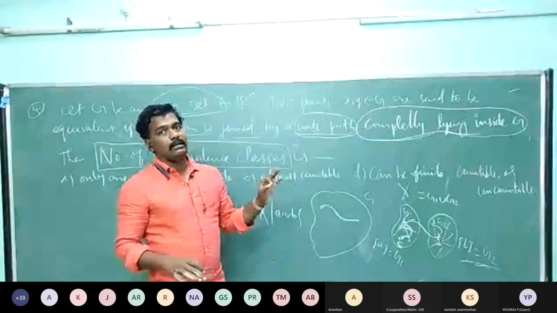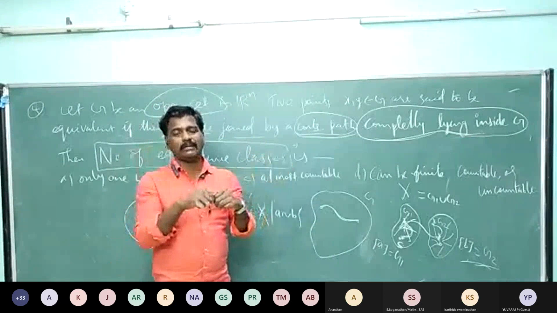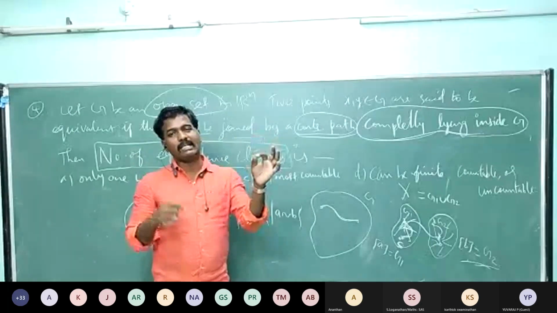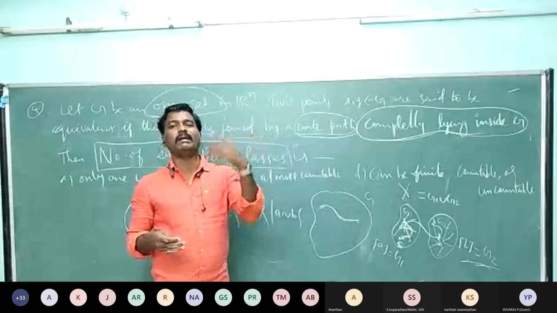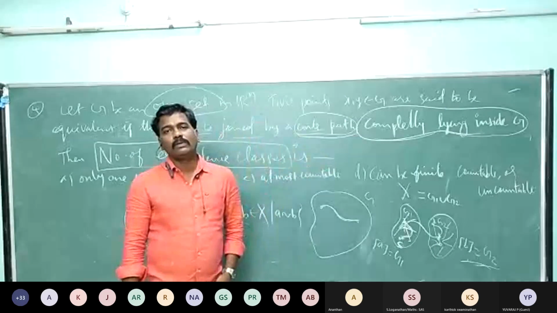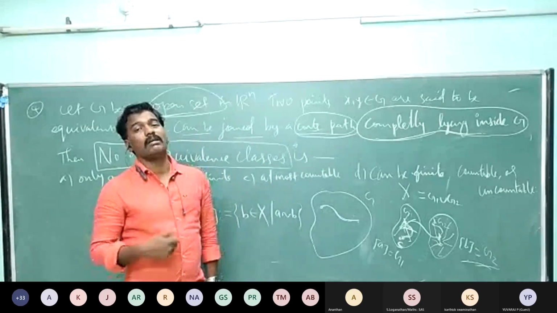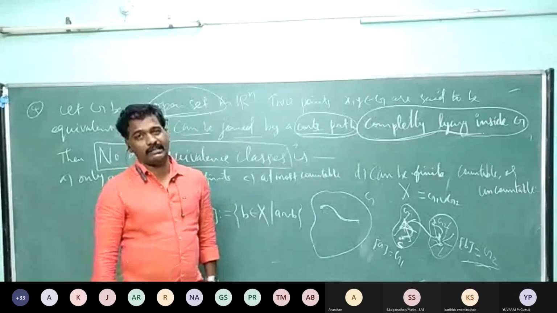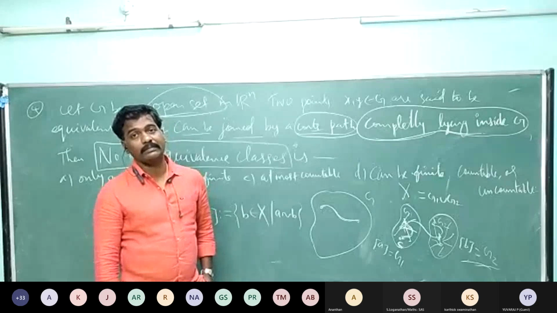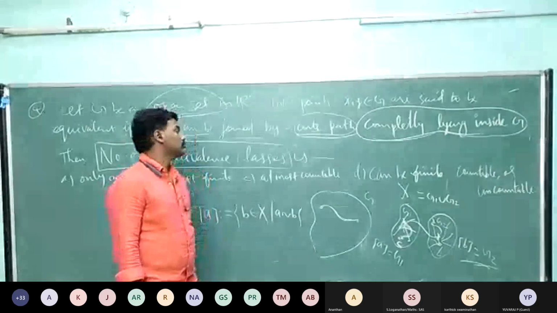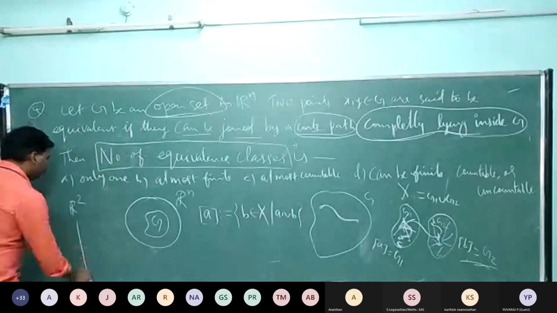Now in Rn, they are defining that for any two points in an open set G, they are equivalent if we can find a continuous path completely contained in G. So this is a relation defined in Rn. So the question is, what is the number of equivalence classes of Rn? For example, you take R2.